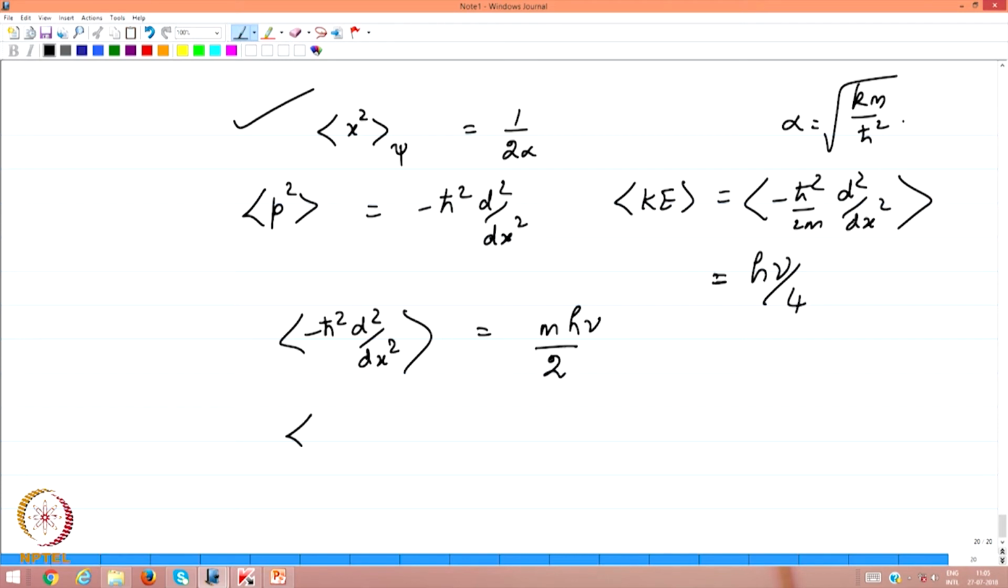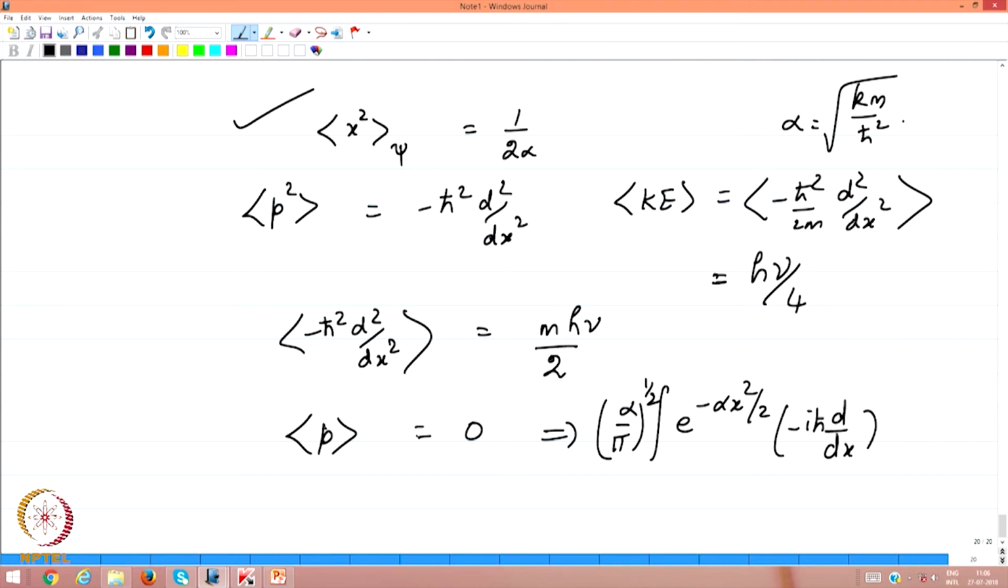What is p average? It is also easy to see that this is 0, because for the p average you put the operator between e to the minus alpha x square by 2, the wave function, and you have minus i h bar d by dx acting on e to the minus alpha x square by 2, dx. This will change the even function to an odd function, and the product of this, this is even, this is odd, and therefore the product will be odd, and the answer is 0.